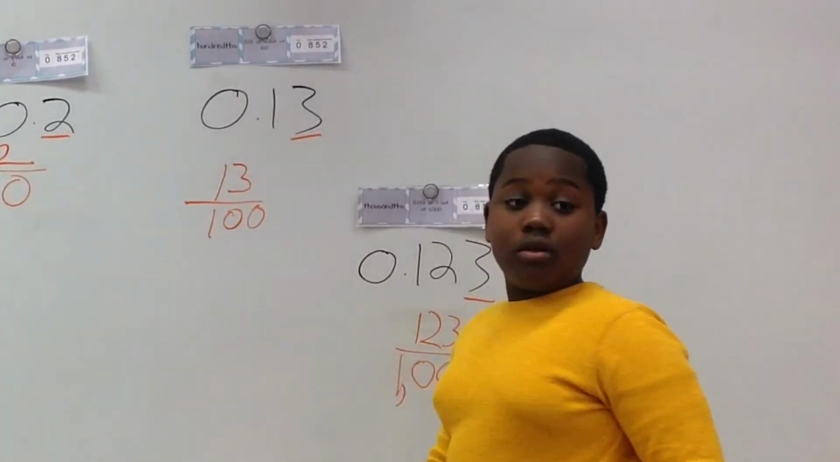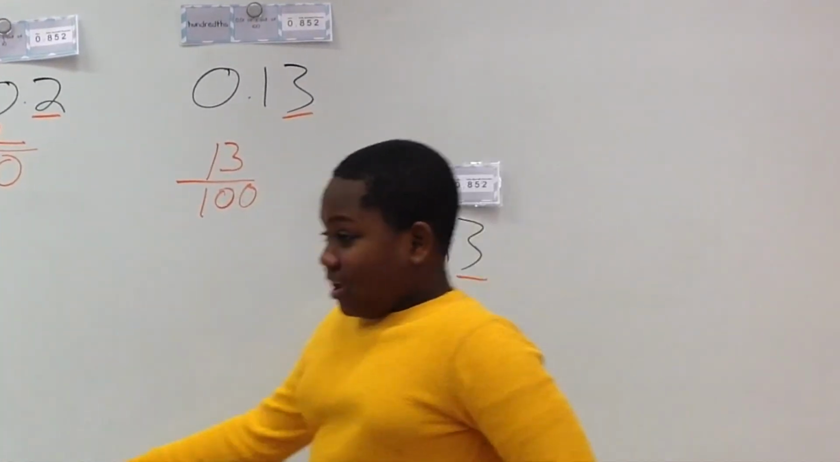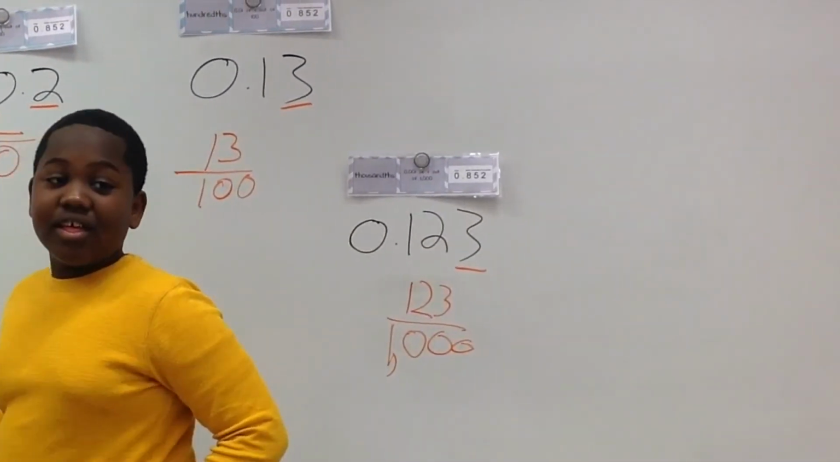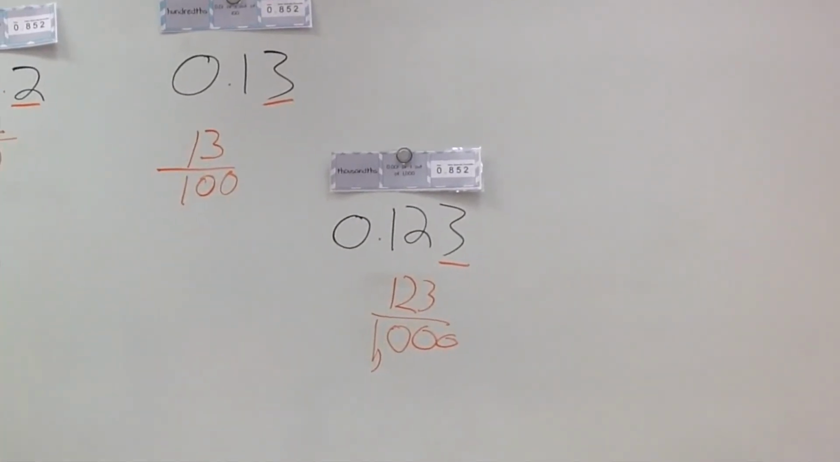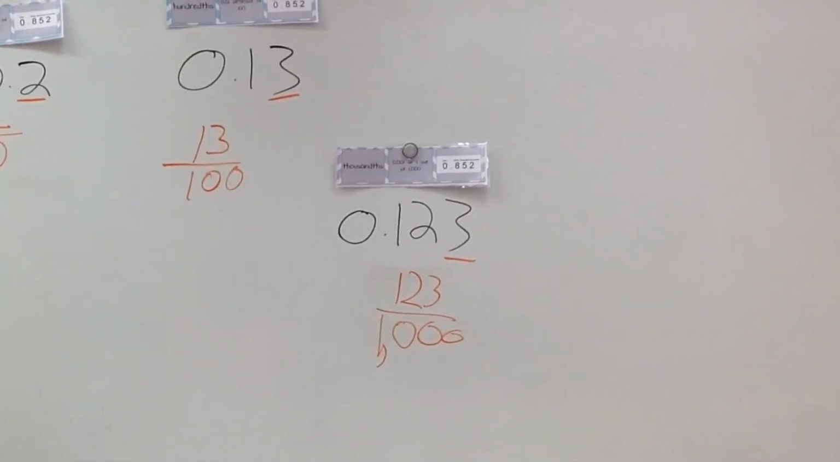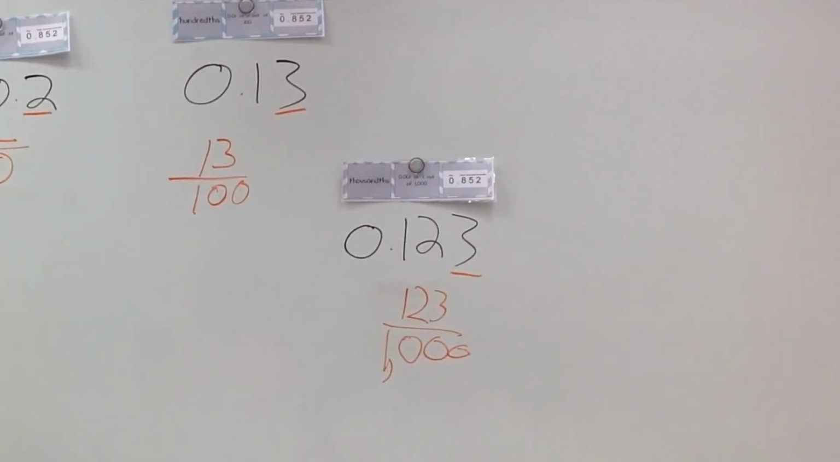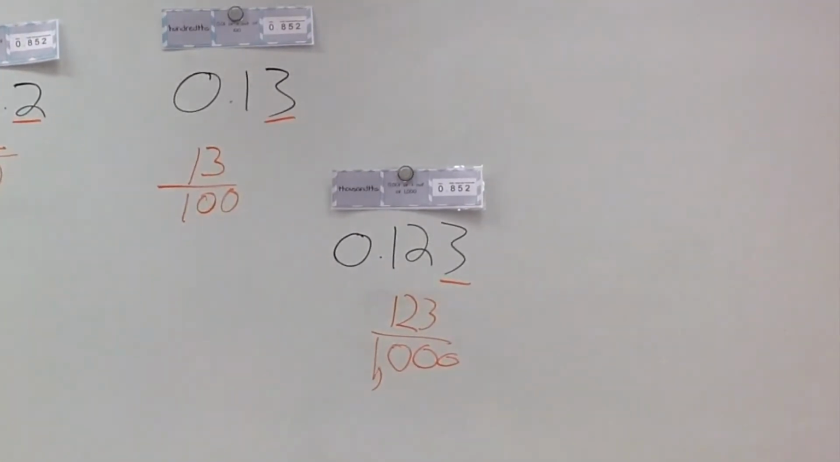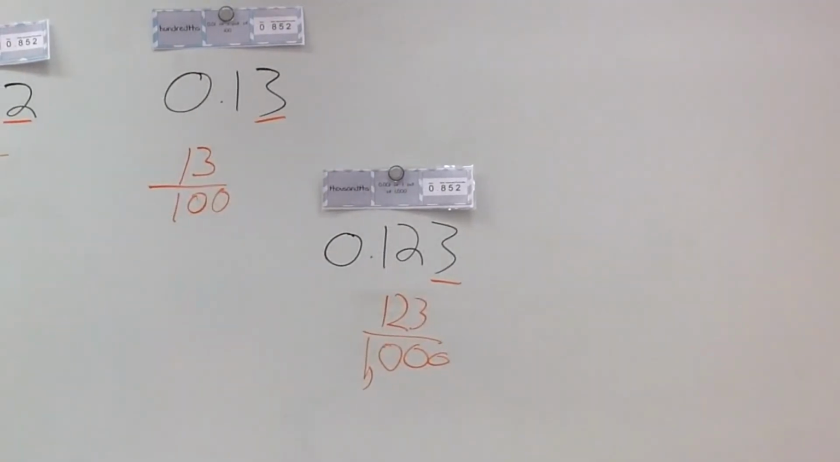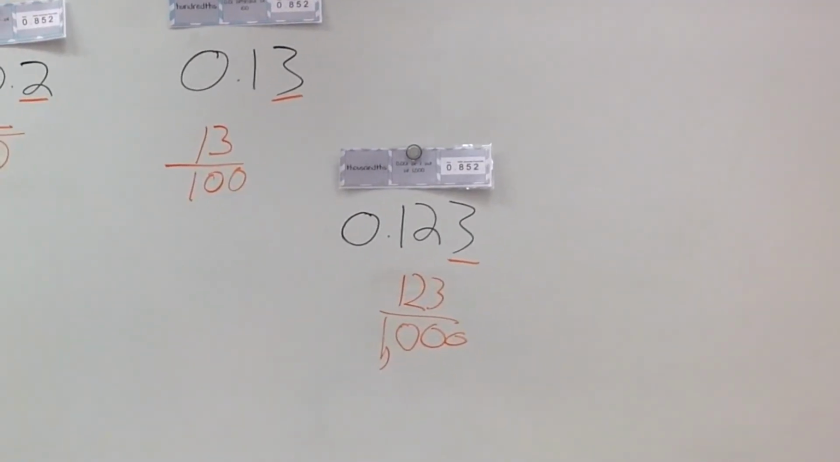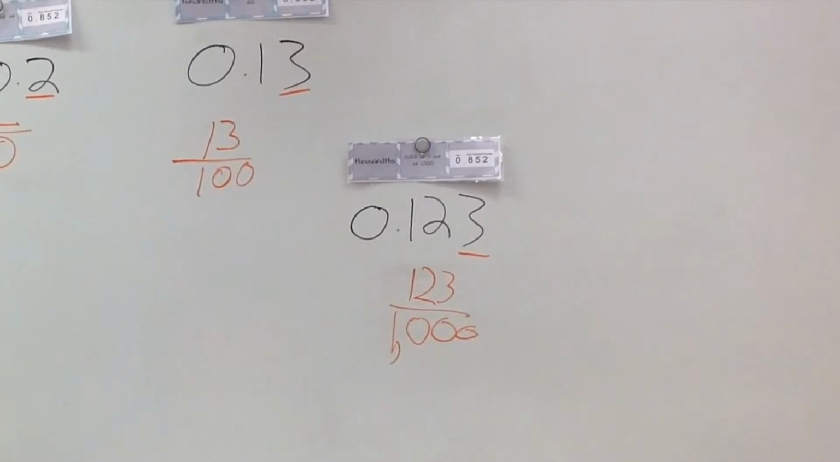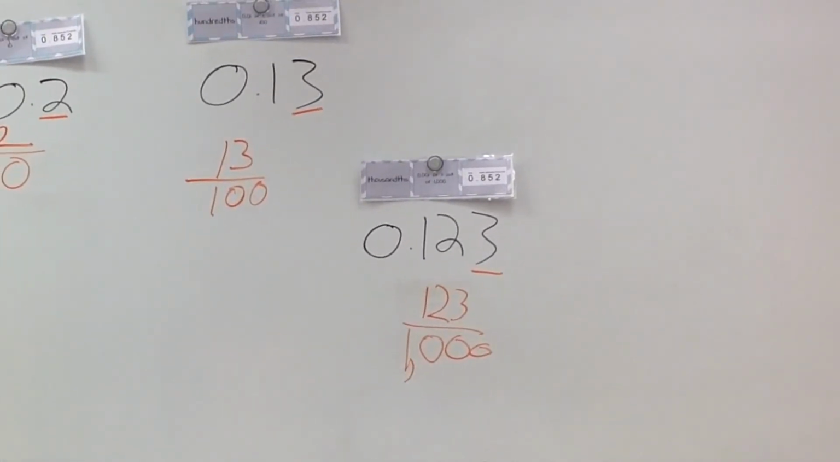Javid, I think I get it. So is that first one telling me that I have 2 out of the 10 I need to make a whole? Yes. So are you telling me that 0.13 tells me that I have 13 out of 100 pieces I need to make one whole? Yes. And that 0.123 is telling me that I have 123 pieces out of 1,000 I need to make a whole? Yes. Wow, that's awesome.